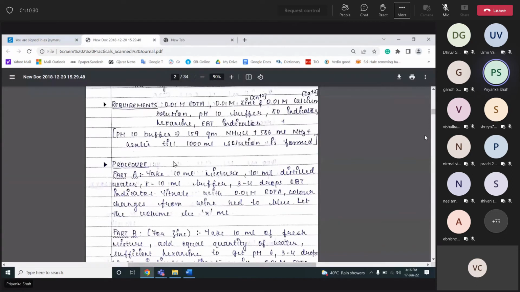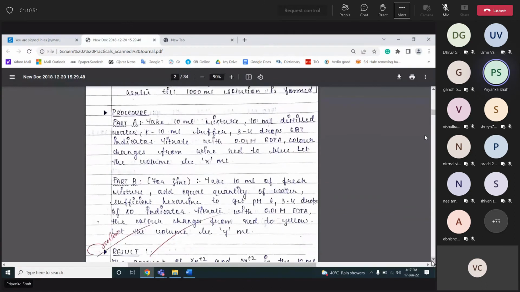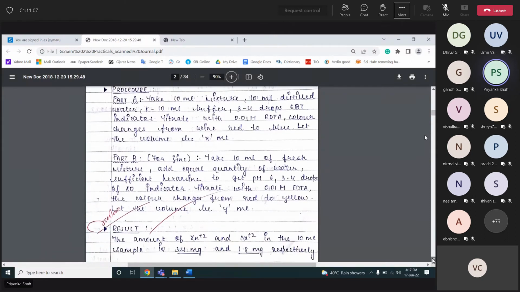So when you have to prepare this 1 liter solution, you have to use 159 gram of ammonium chloride and 586 ml of ammonia, liquor ammonia, and then you make it up with water till 1000 ml solution is formed. Again this is the same as the above procedure: 10 ml mixture we have to take, add distilled water, add 10 ml buffer, and 3-4 drops of eriochrome black T indicator, and titrate it against 0.01 molar EDTA, right?